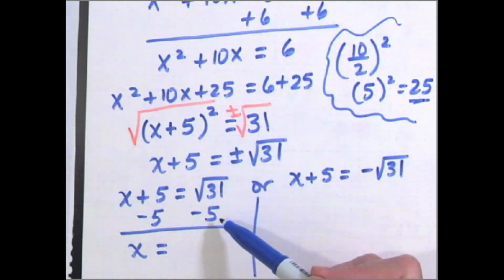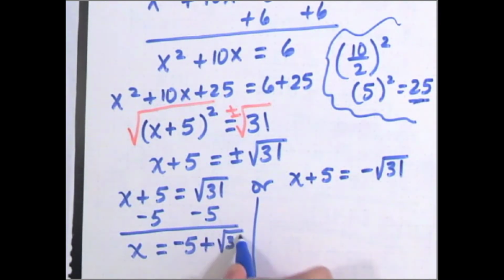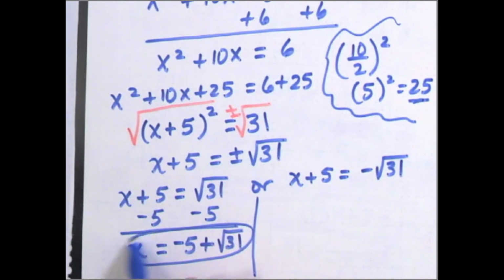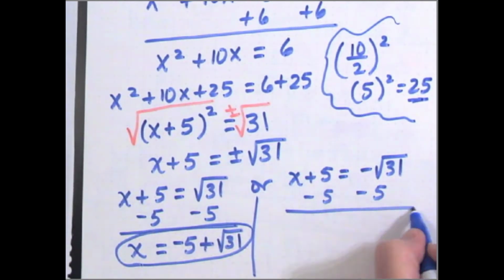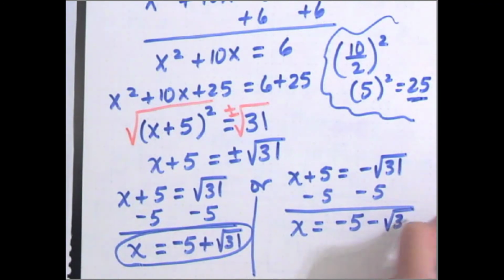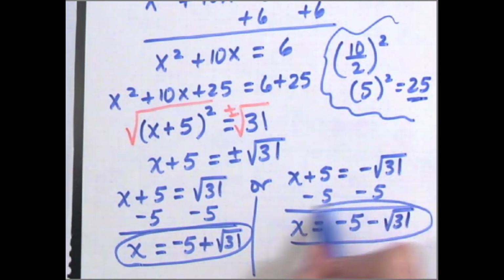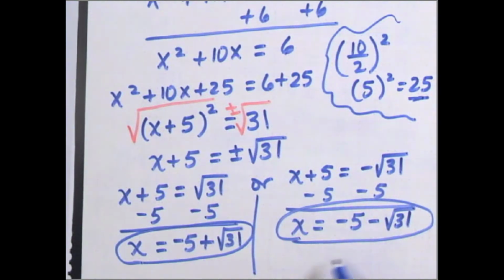Not the case here. So we're stuck with that. So we're going to take the rational part and park it in front. So that'll be -5 plus the square root of 31, and that's one of our answers. Over here, we'll take away 5, park that rational in front, and then minus the square root of 31. Now we could put this in our calculator and we'll get a decimal answer, but for now we're just going to leave these as exact answers.